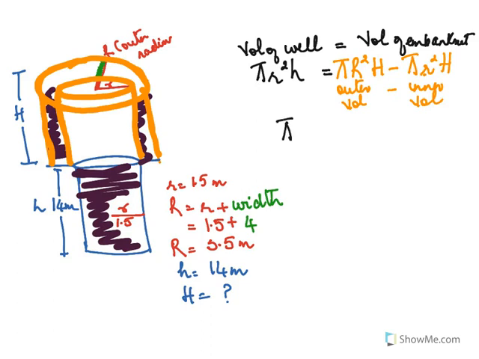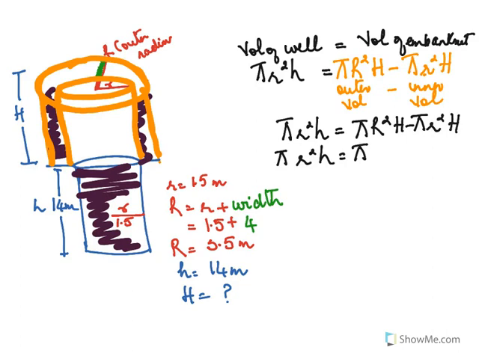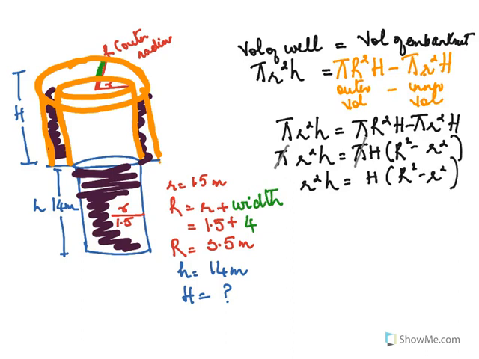So let's continue. We have pi r square h equal to pi R square H minus pi r square H. We'll take pi and H common out. What will remain inside? R square minus r square. Now this pi cancels out and you are left with r square h equal to H times R square minus r square. We put the values: 1.5 the whole square, and your h here is 14, and this H we need to find out. The outer R is 5.5, and the inner r is 1.5.